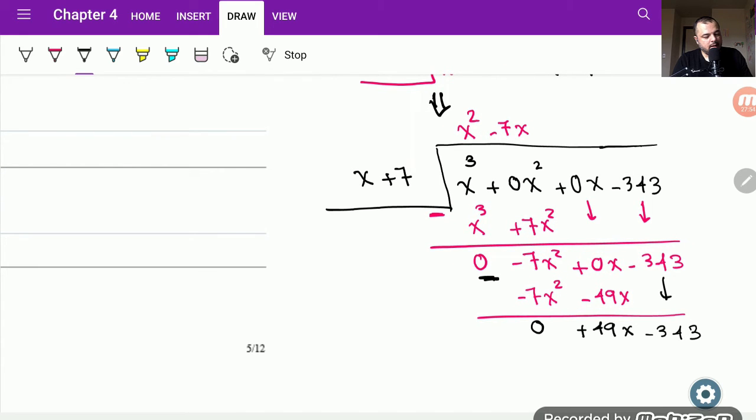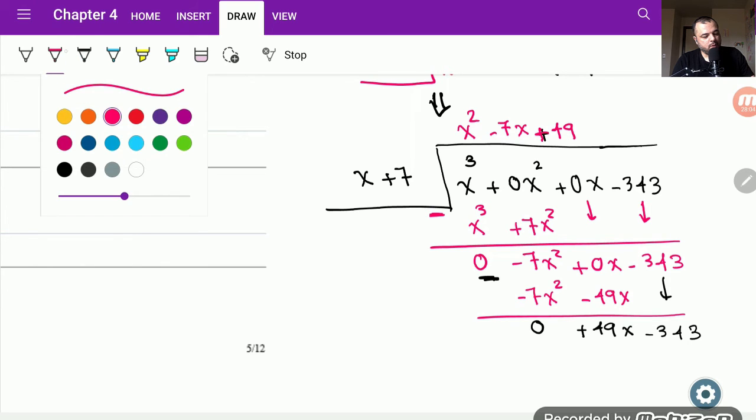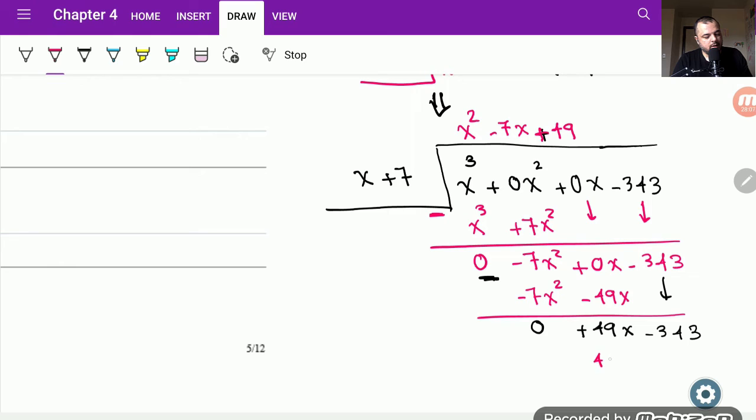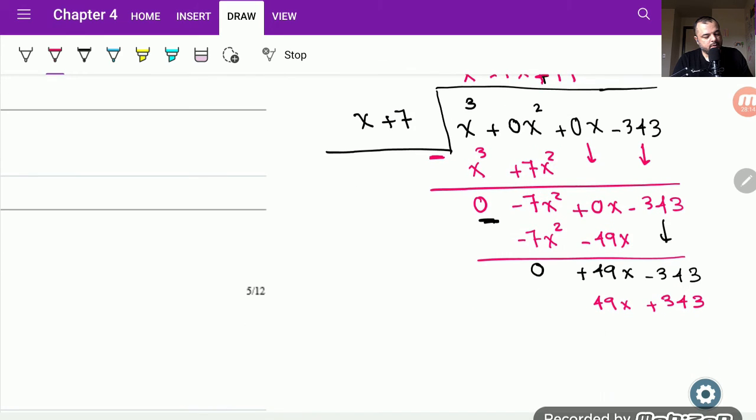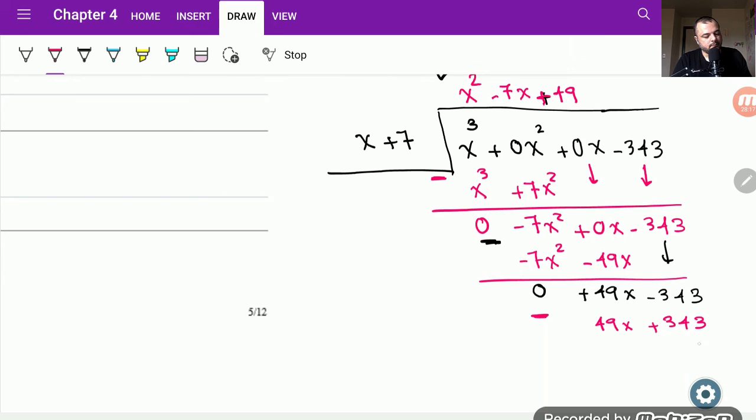Now we divide again, you get positive 49. Then I'm going to multiply, I get 49x, then positive 343. Subtract. So 49x minus 49x is 0. Negative 343 minus 343 is going to be negative 686.